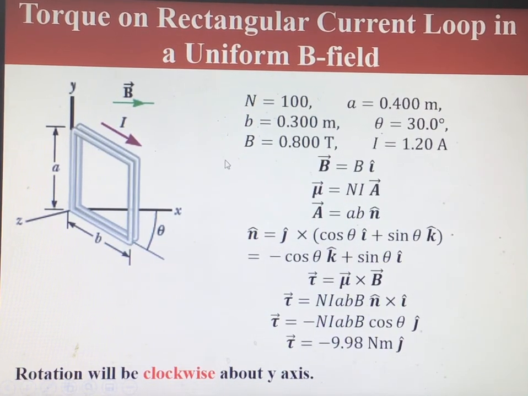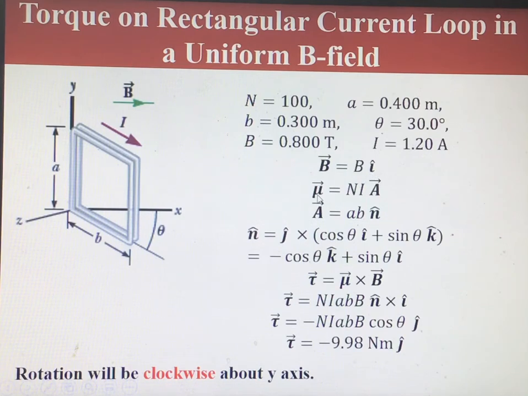So the first thing that I want to do is to write down all the quantities that are given. The number of turns, the number of coils that I have here, is just 100. The length is 0.4 meters. The width is 0.3 meters. The angle is 30 degrees. The magnetic field is 0.8 Teslas and the current is 1.2 amps. So the first thing is that I want to write my B vector. My B vector is just pointing in the i direction.